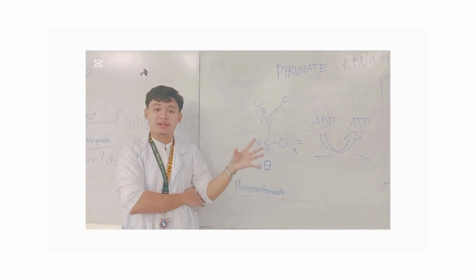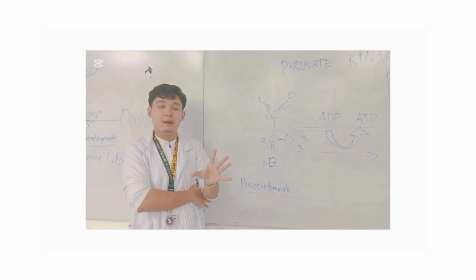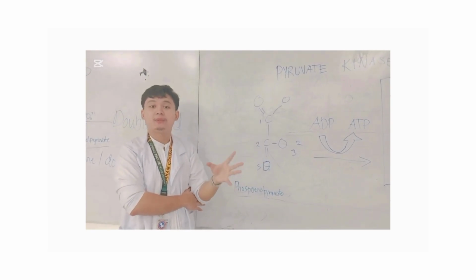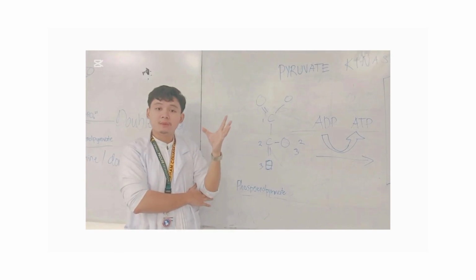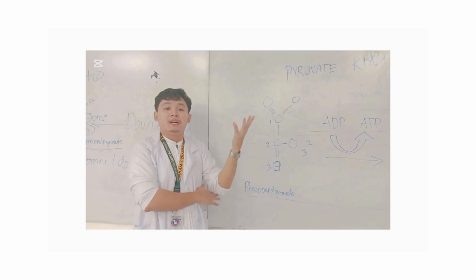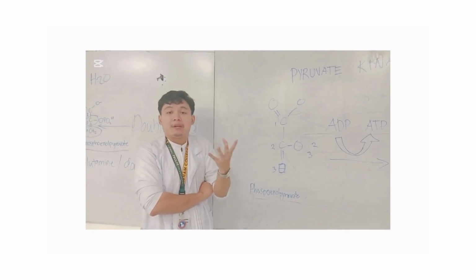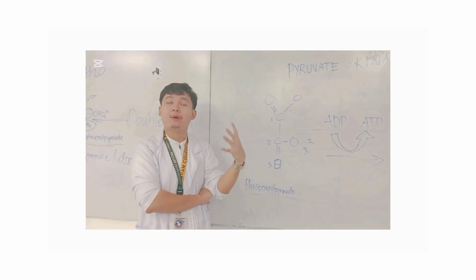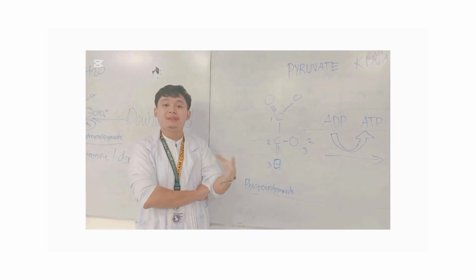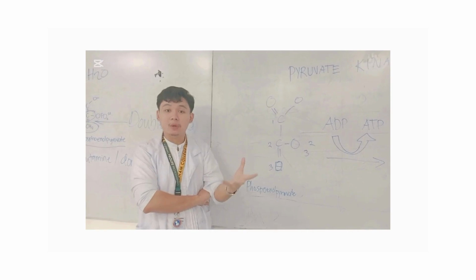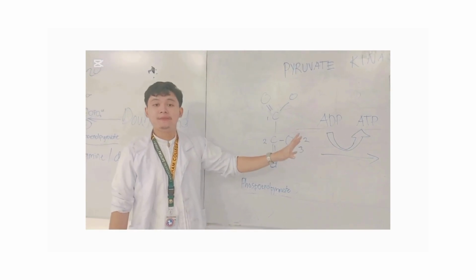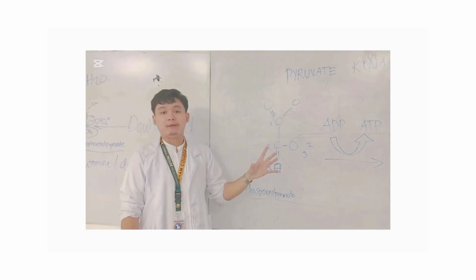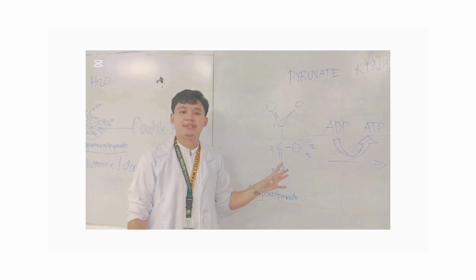The phosphate transfer is spontaneous because phosphoenolpyruvate has a very high energy level compared to adenosine triphosphate. This large energy release drives the reaction forward. After the phosphate group is removed from phosphoenolpyruvate, it becomes an unstable enol form of pyruvate. This enol form spontaneously converts to the more stable keto form of pyruvate, without requiring additional energy.